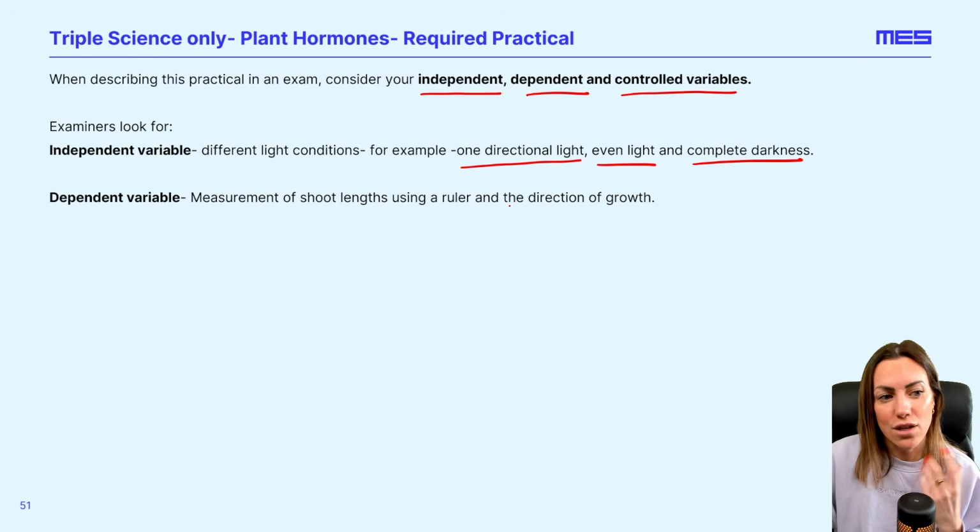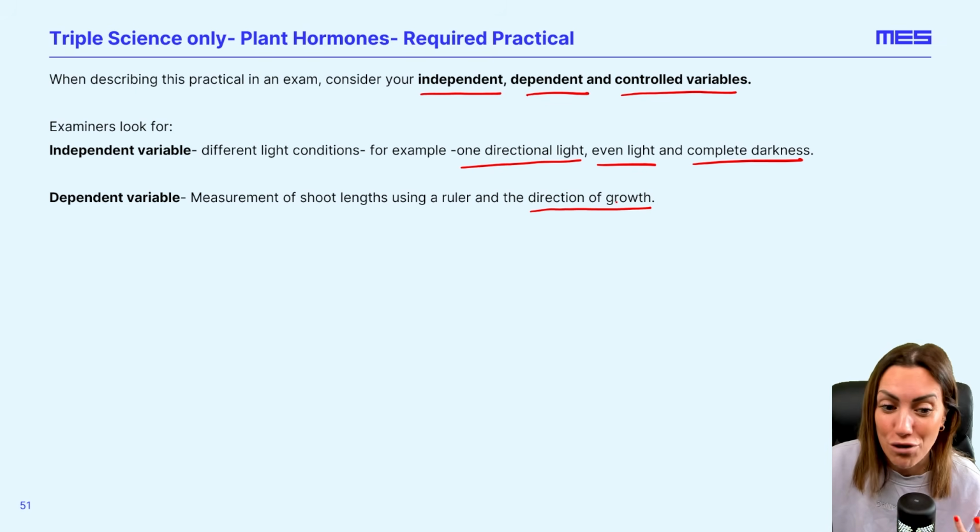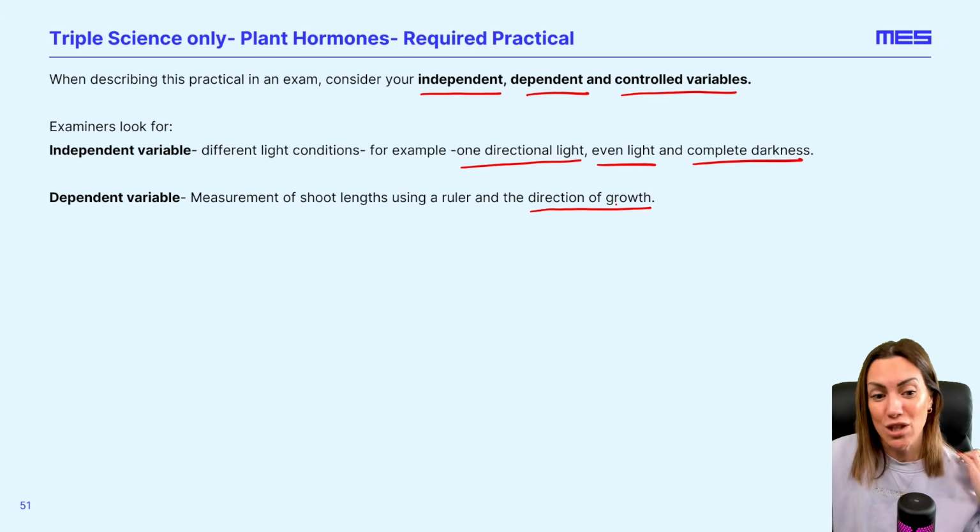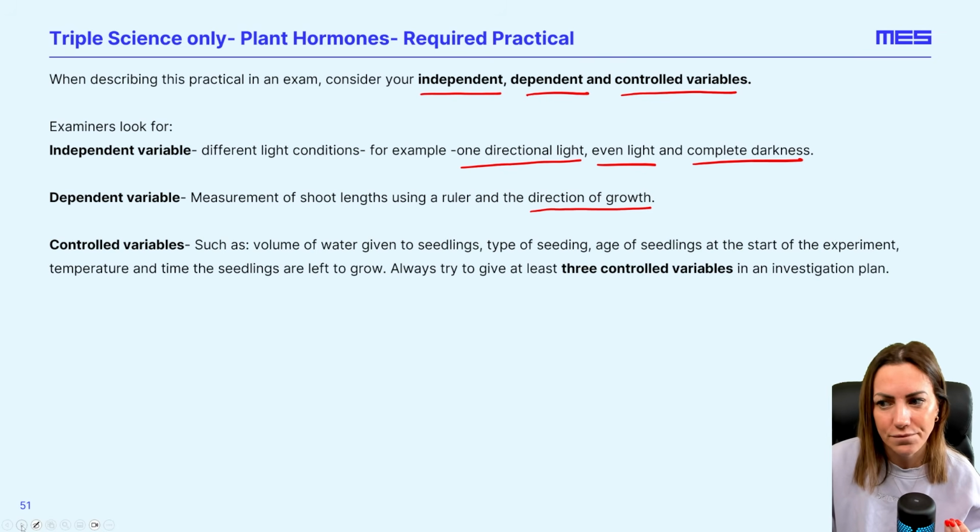But for this, you could also say, record the direction of growth. So you could write down how much the shoots are bending by. You could take photos of the shoots to show the curvature. You could do drawings of the shoots. I mean, you could suggest trying to measure the angle of bending with a protractor. It would be very tricky to do, but you could suggest that as one of your dependent variables.